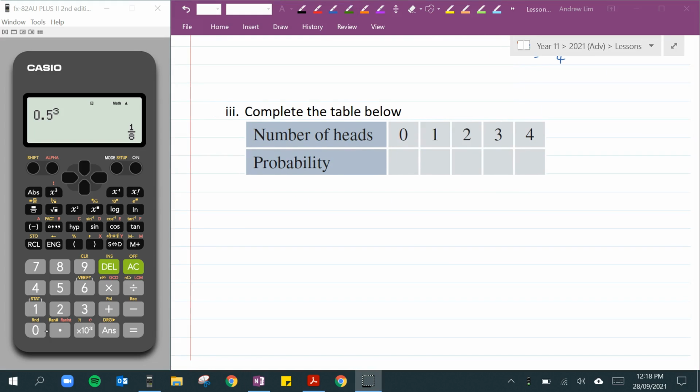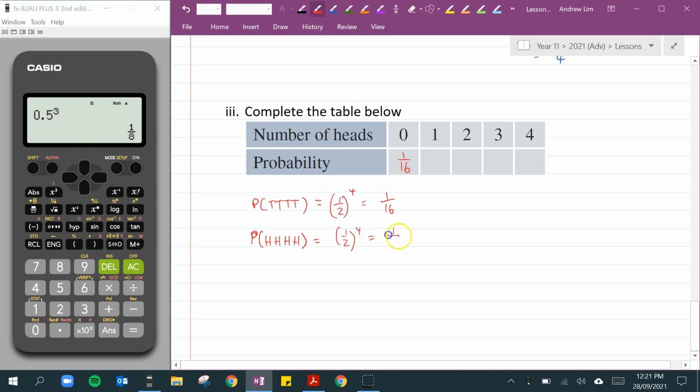Last question. Complete the table below knowing that a coin was tossed 4 times. So the probability that we'll get 0 heads means we must have gotten tails, tails, tails, tails, which is 1/2 to the power of 4, which is 1/16. Likewise, to get 4 heads, the probability of 4 heads is also going to be the same, half to the power of 4, which is also 1/16.